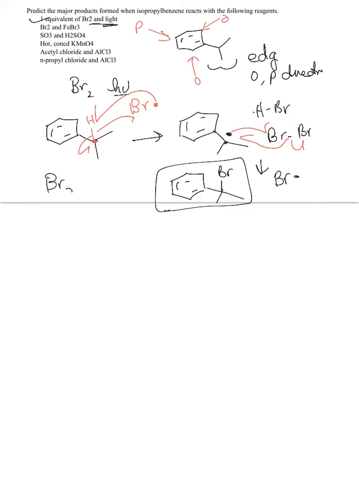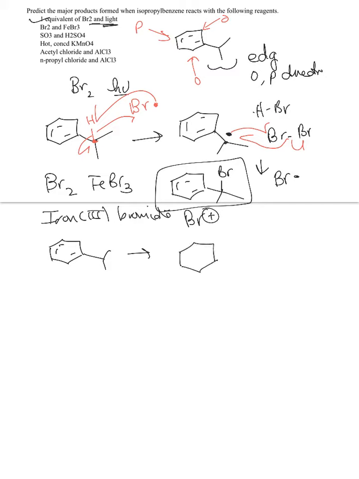Okay, what if you had bromine and iron tribromide? It would actually be iron(III) bromide. We have the isopropyl group, and we're just going to do one equivalent. It's going to generate the bromonium ion, which is a strong electrophile. So you can imagine you would get both the para and the ortho. You would get both of these as your major products.